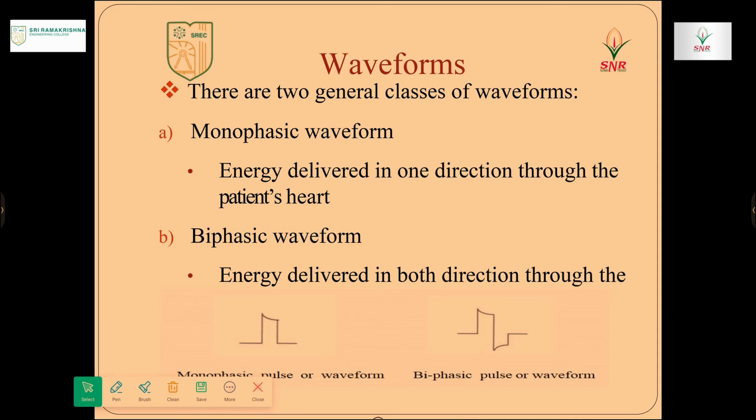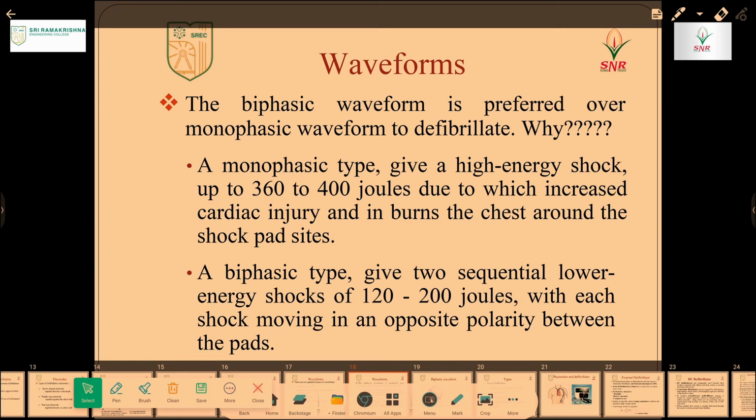Based on that we will get two waveforms, one is monophasic waveform and the other is biphasic waveform. Usually the energy delivered in one direction towards the patient's heart we call a monophasic waveform. The energy delivered in both directions towards the heart is called a biphasic waveform. Usually this is the output. Energy we can deliver in one direction for the monophasic waveform, the waveform should be like this, and delivered in both directions the waveform looks like this. So we have two waveforms in this class.